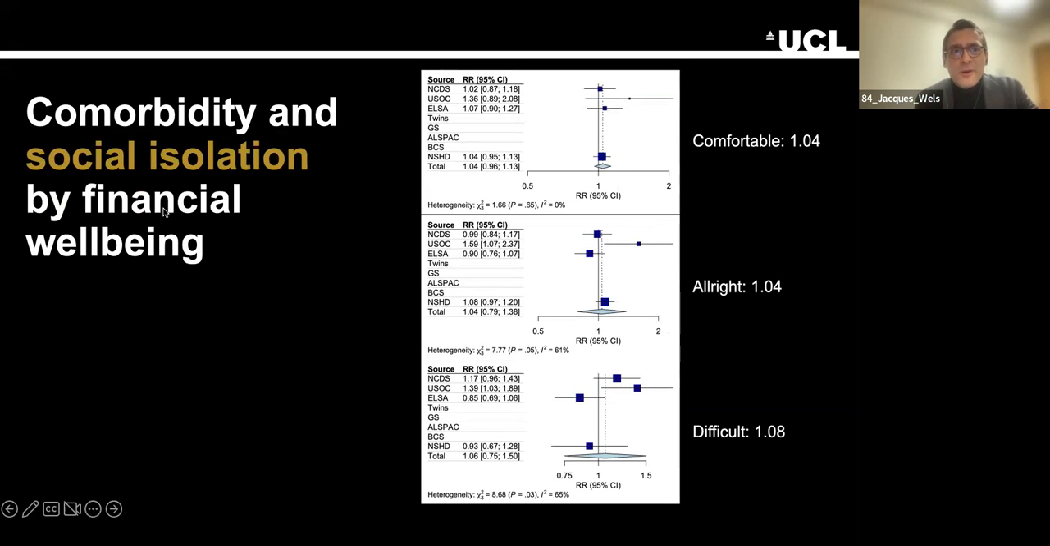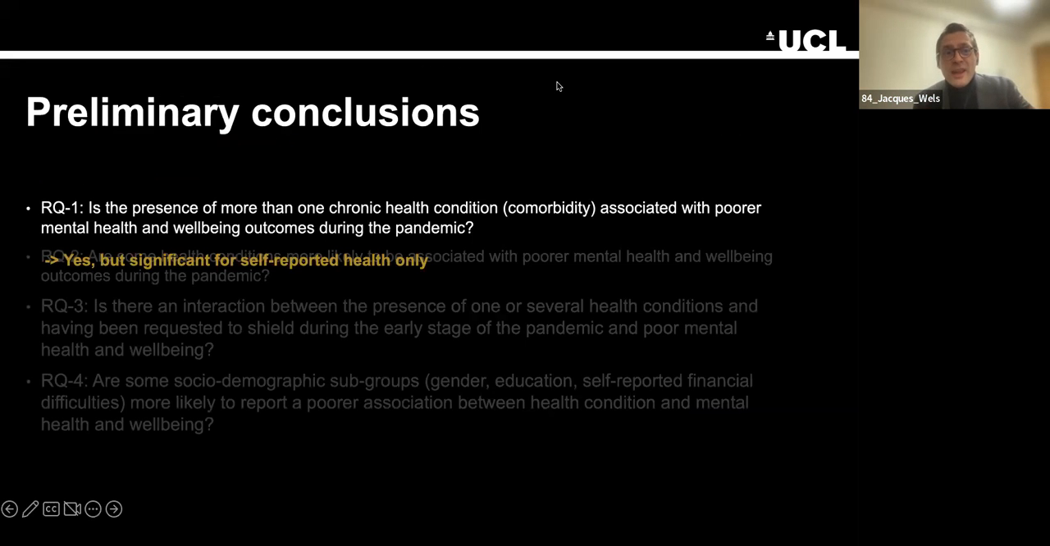Same result for social isolation as well. And I'm moving to my conclusion, if you don't mind. So research question 1, presence of comorbidity associated with poor mental health. Yes, but it's only significant for self-reported health.